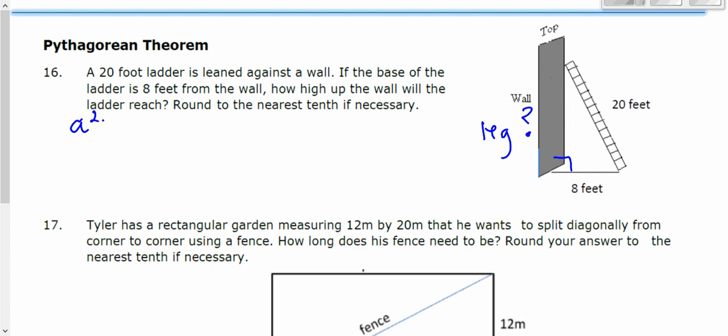So I know a squared plus b squared equals c squared, my Pythagorean theorem. And the Pythagorean theorem helps me find the missing length of a triangle. So I'm going to plug in what I know, 8 squared plus b squared equals 20 squared.